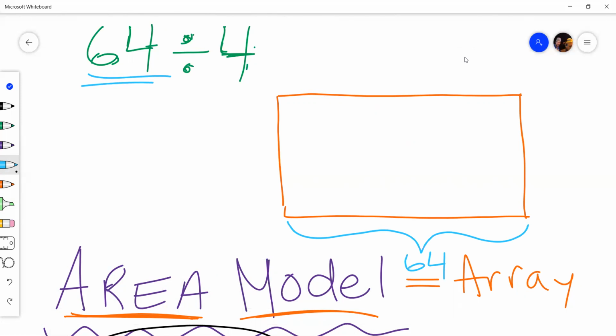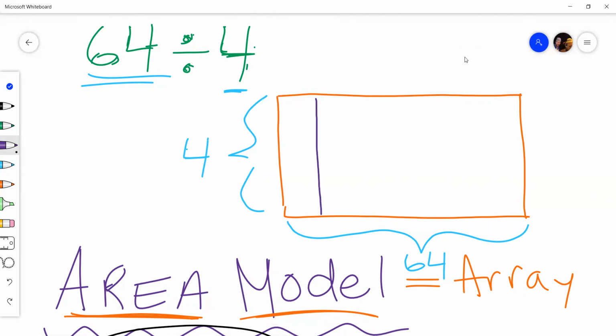Now, I know that this entire thing is 64, but instead of thinking about it as 64, I want to cut it into parts. So this side is my 4, because that's the other number we have here. But I'm going to take this 64 and cut it into compatible pieces.